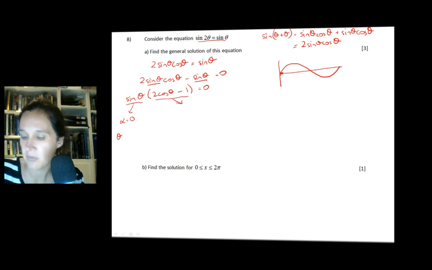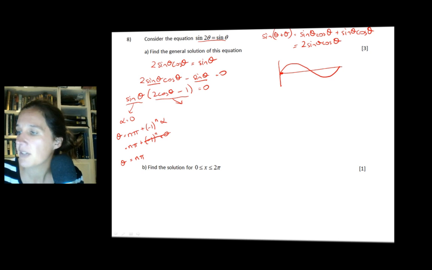To find our general solution, we have n pi plus minus 1 to the power of n times our alpha. So here n pi plus minus 1 to the power of n times 0. It's times 0, so that cancels out. So our theta is equal to n pi. At 0 pi we're at 0, at 1 pi we're at pi, at 2 pi we're at 2 pi. So we can see that one works. Now for our second part.